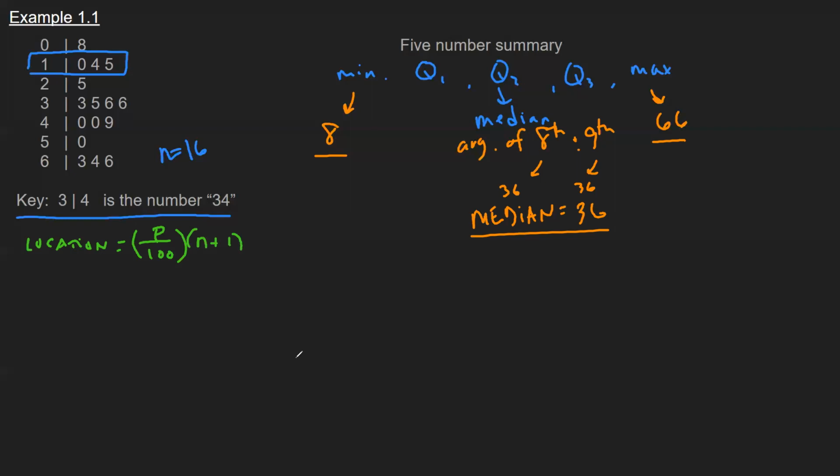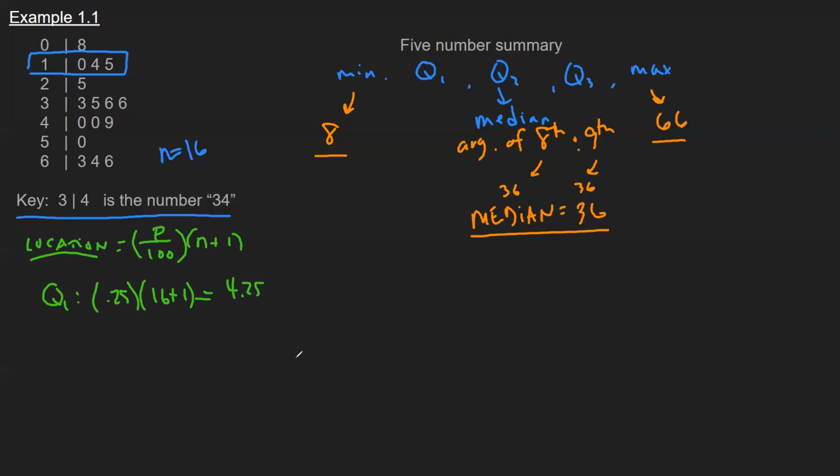Now again, this is not going to tell you the specific percentile you're looking for, just the location here. So let's go through and do the first quartile, Q1. Q1 is the 25th percentile, so as a decimal it's going to be 0.25, which is 25 over 100. Our n is 16, so this is going to be 16 plus 1. If I do the math on that, that gives me the location, which is 4.25.